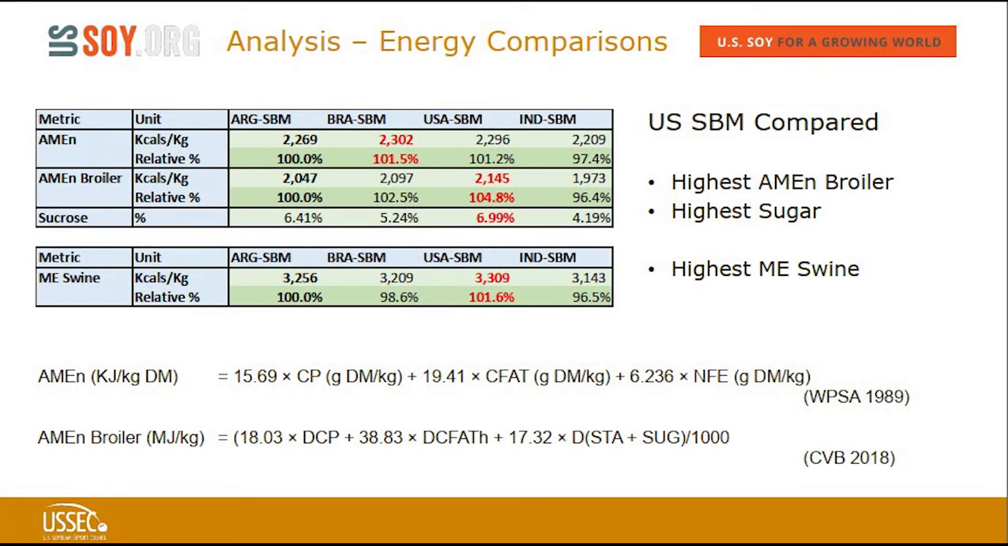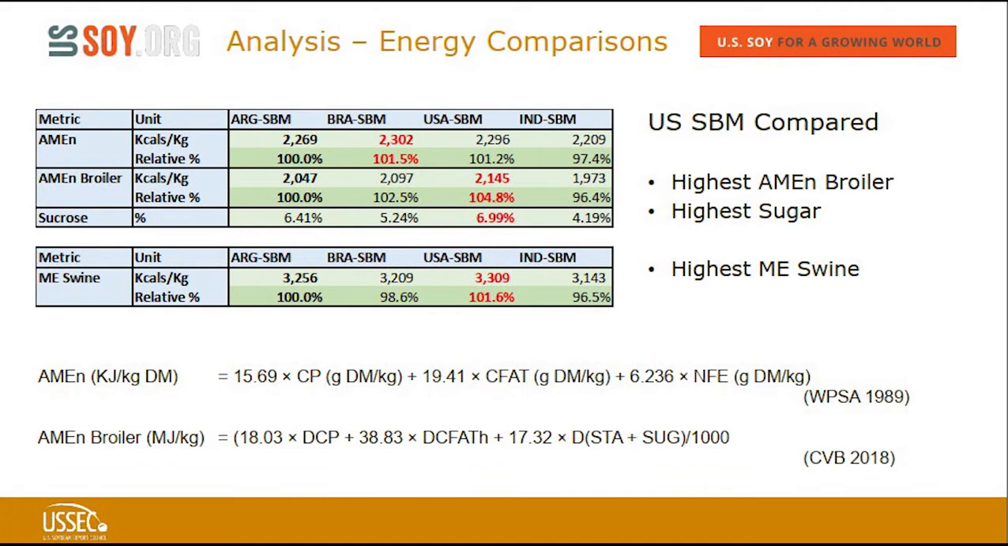And here I put together an analysis of the different energy fractions. If we look at the AMEn, which is the traditional ME for poultry, we can see that the US and the Brazilian meals are now somewhat similar. We've seen that the Brazilian soybean meals have increased in their energy content over the years. But when we come to the broiler AME, we can see that relative to the base, the US soybean meal is 104.8% of base, whereas Brazilian soybean meal is only 102.5% of base. And the reason we can see on the next line is that the sucrose level is close to 7% on average in the US soybean meal, as opposed to 5.24 average in the Brazilian meal. And the sucrose is a good contributor to the energy status of the animal.